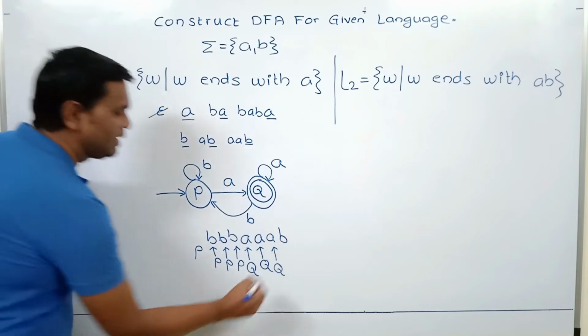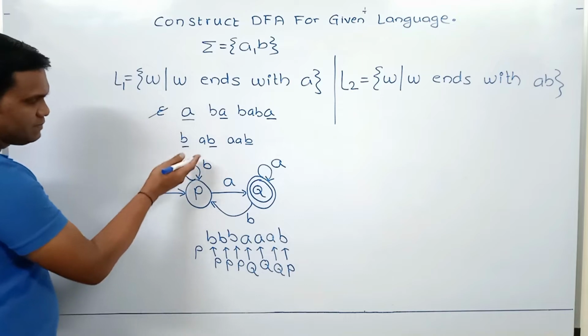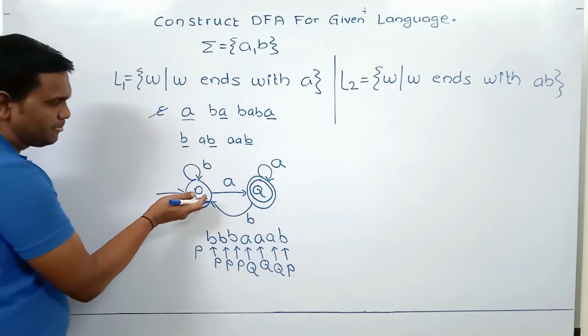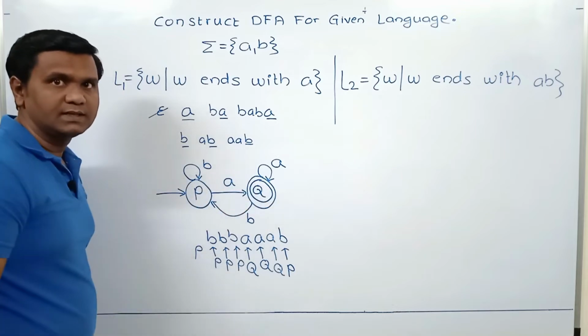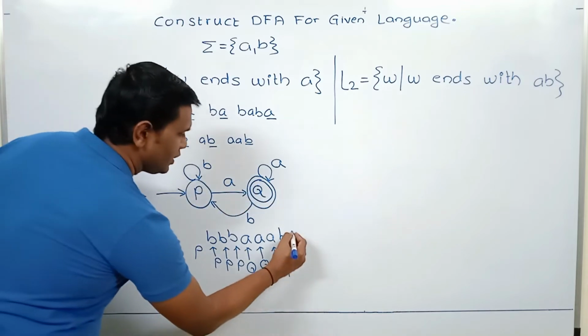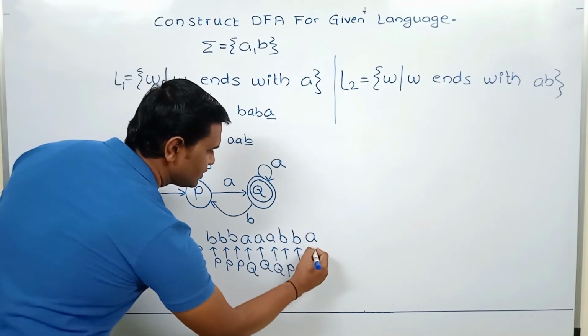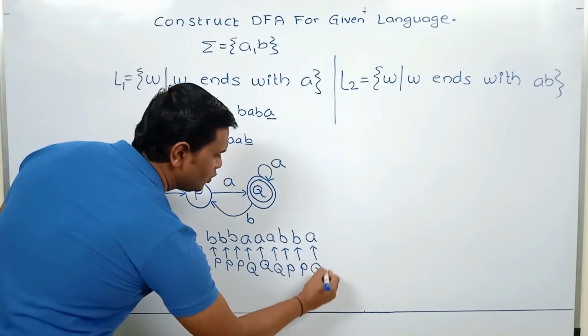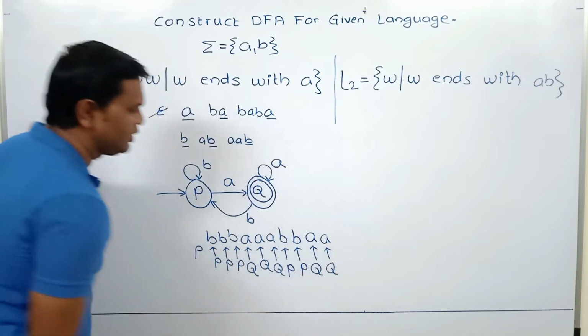We come back to state P. Again, as long as B's are coming, it will remain in P, and whenever you find A, we go to final state Q. So if B comes, we remain in P, and if A comes, we go to final state Q. If A comes, we stay in final state Q.